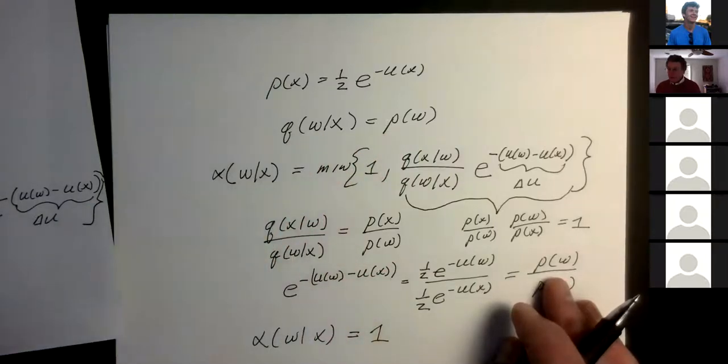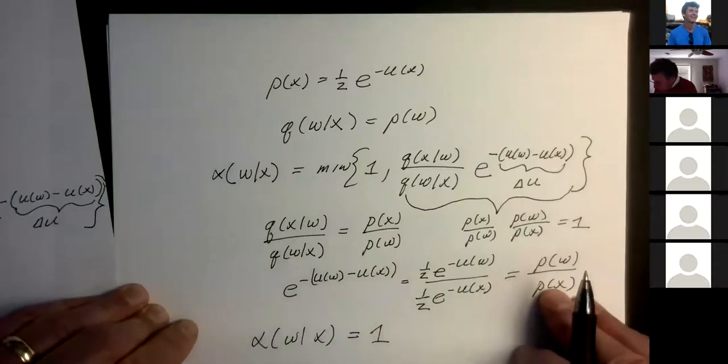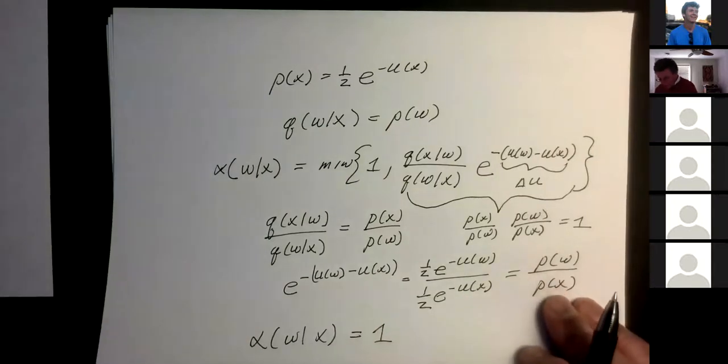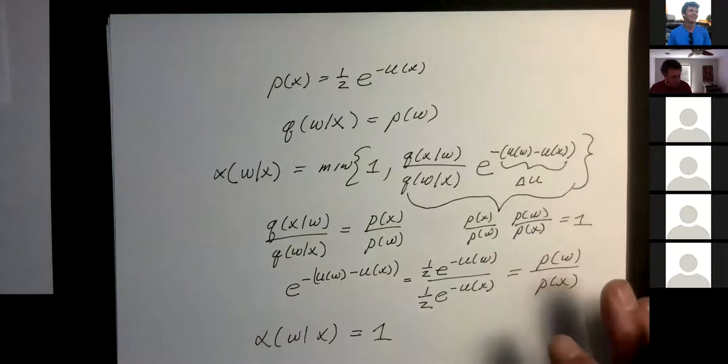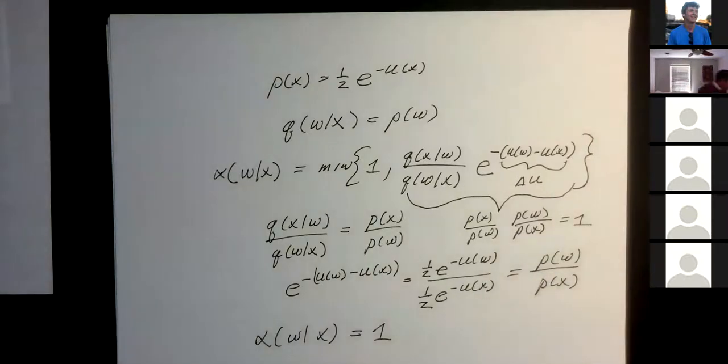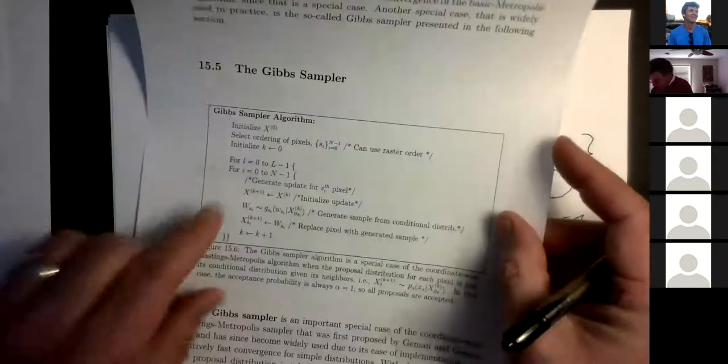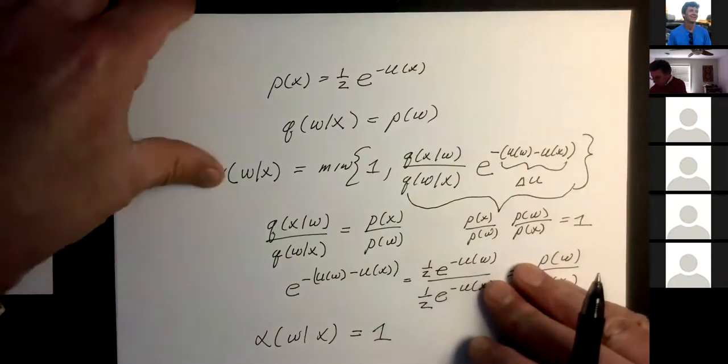Okay. Now, you'd say, well, why did I do that case? Well, because the next problem I want to do is closely related. It's this so-called Gibbs sampler, okay? In the Gibbs sampler, the idea is this. It's a very clever idea, actually. That you have an image, okay?